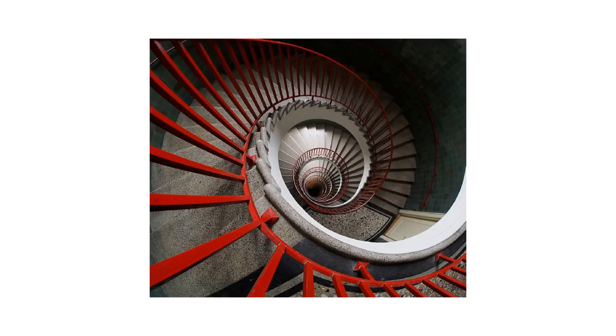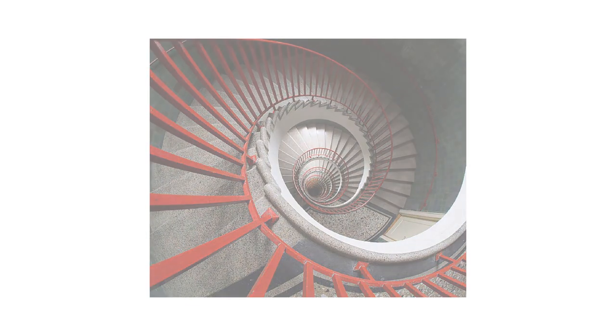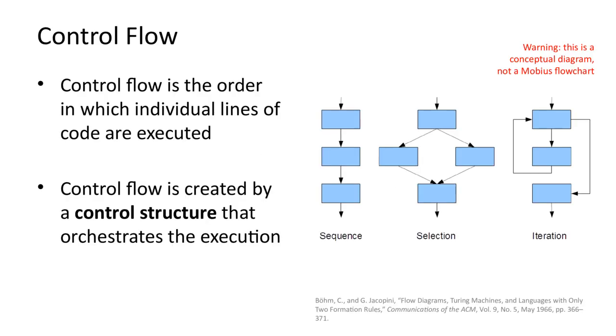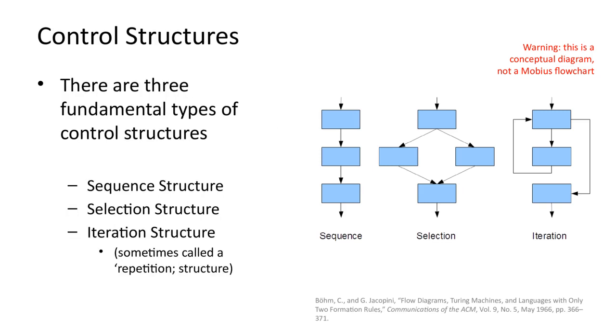In this video, we will look at the concept of control flow. Recall that control flow refers to the order in which lines of code get executed. The control flow is created by a control structure that orchestrates the execution. There are three fundamental types of control structures: sequence, selection, and iteration.